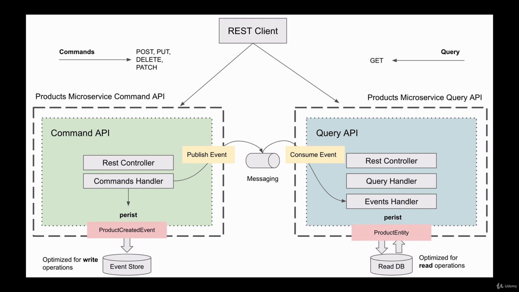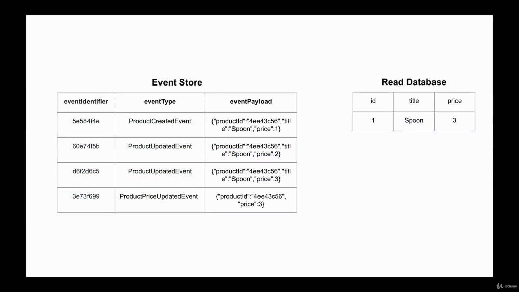Now, the difference between the event store on the left side and the read database on the right side is that the event store database will contain a record of every single event that took place for the product. But the read database on the right side will only contain one single record, which is the latest state of the product details entity. If we compare event store and the read database side by side, the event store will contain a sequence of events that took place for a product, but the read database will contain only the final state of the product.